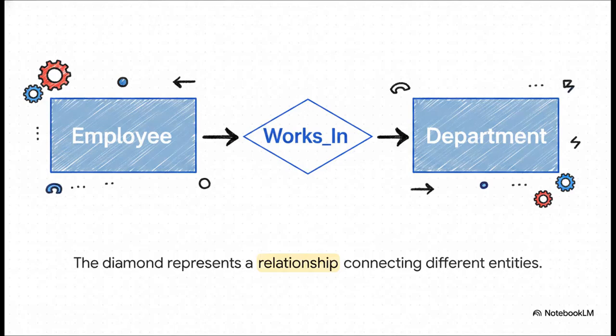But absolutely crucial here is the key attribute, like an employee ID, because that's what uniquely identifies a specific instance of an entity. Finally, we have the diamond shape. This visually shows how these entities interact with one another. A classic example is a works-in relationship. This acts as the bridge connecting an employee entity over to a department entity.